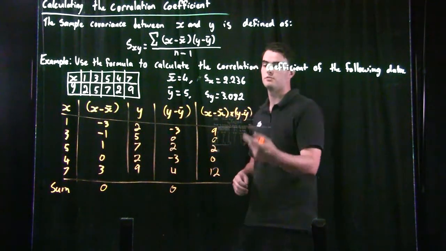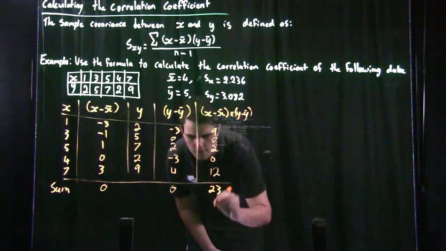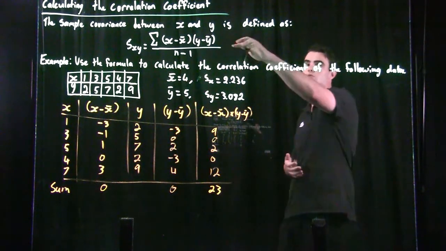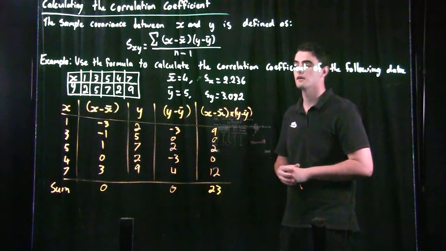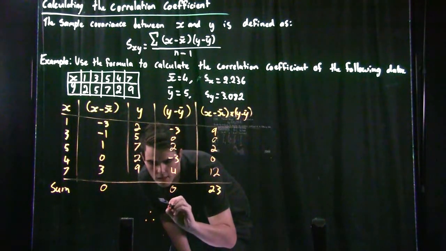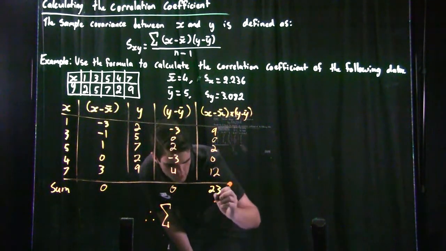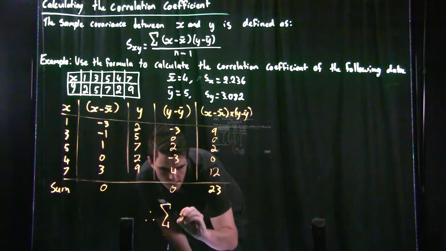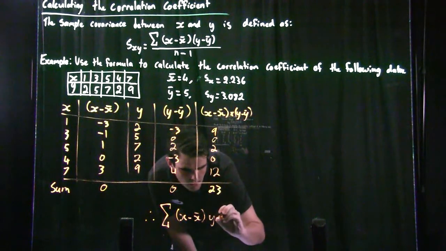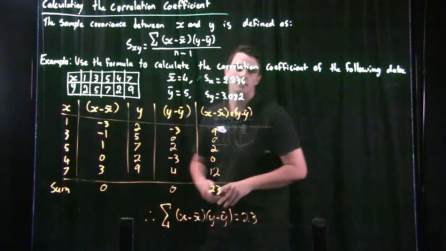9 plus 0 plus 2 plus 0 plus 12, I think we can all figure that one out, is 23. Okay, once I've got that, I have actually figured out the sum, so I can chuck it in the formula. So I'm going to write a little therefore statement: therefore the sum, and that's what this little symbol here means that hopefully we're all familiar with. The sum of x take the mean of x multiplied by y take the mean of y equals 23.